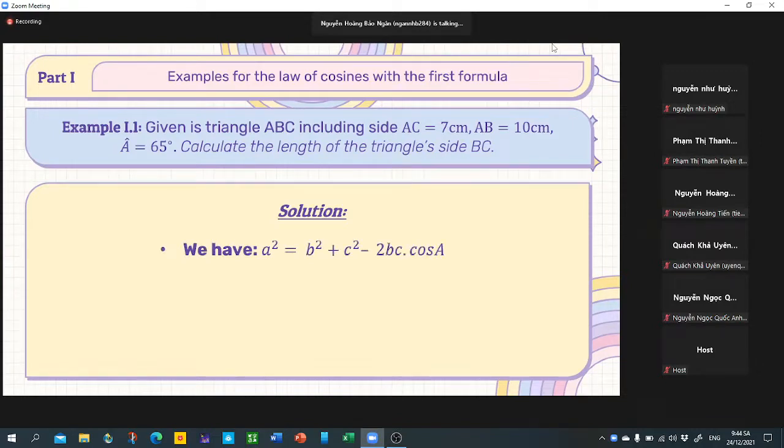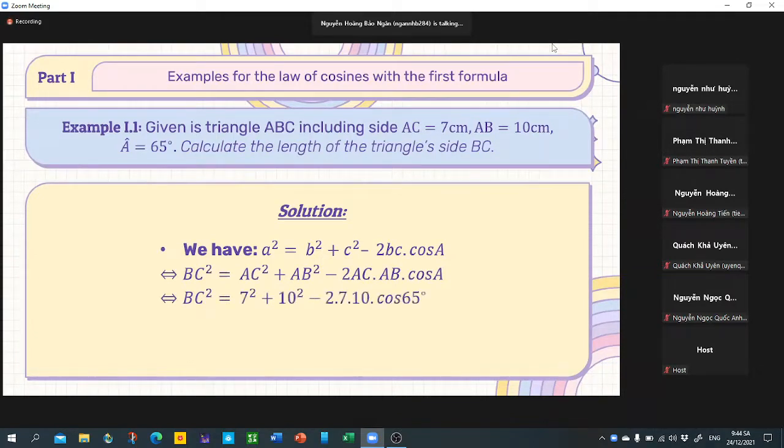And now this is our solution. We have a squared equals b squared plus c squared minus 2bc cosine A, which is equivalent to BC squared equals AC squared plus AB squared minus 2 AC AB cosine A. BC squared equals 7 squared plus 10 squared minus 2 times 7 times 10 times cosine 65 degrees, which is equivalent to BC equals 9.478 centimeters.